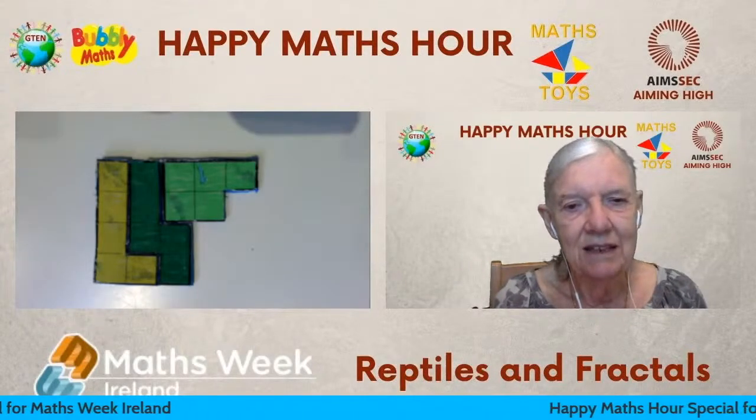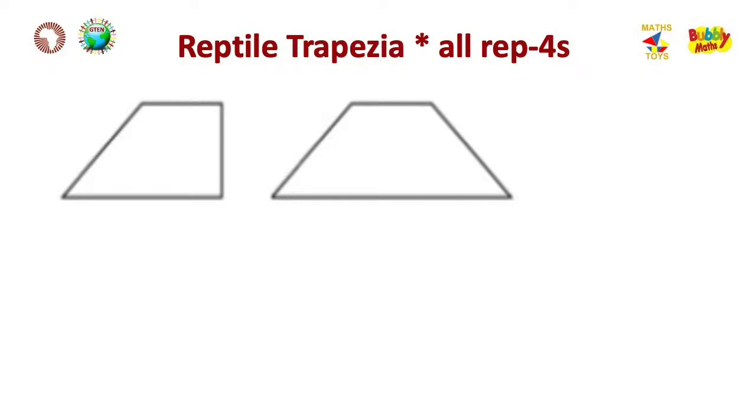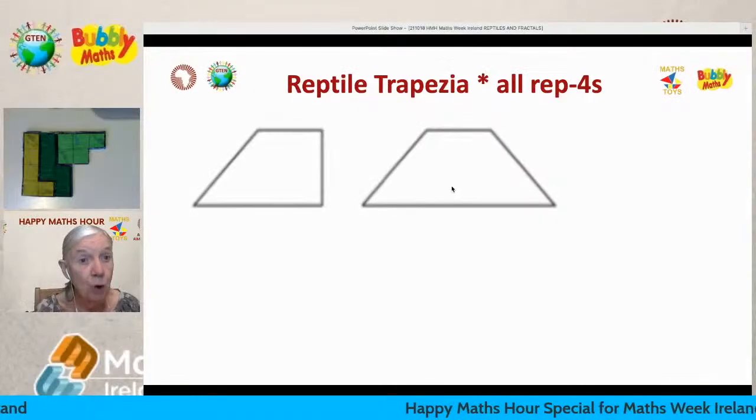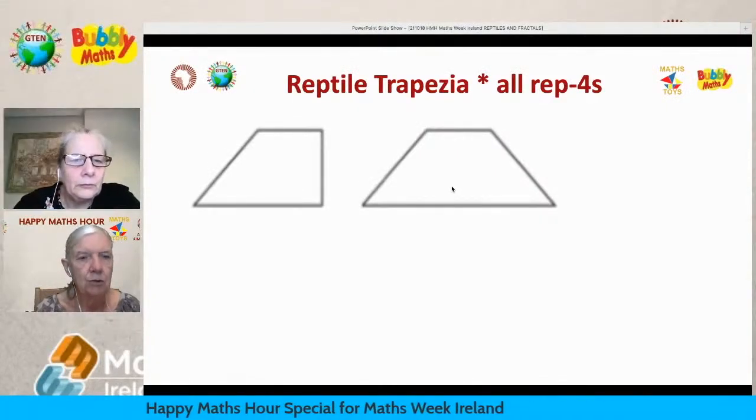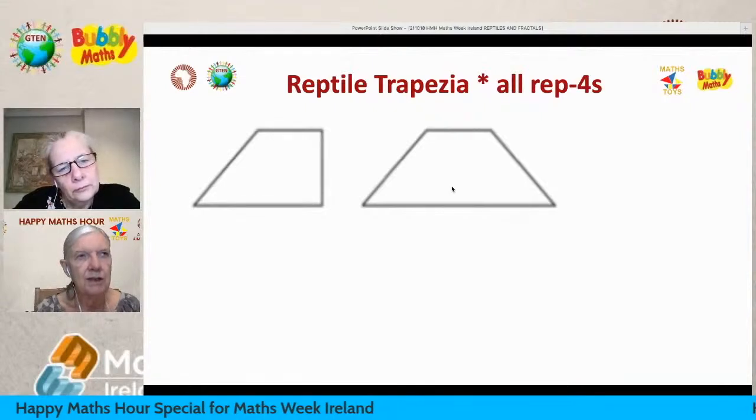Okay. Now, let's look at these trapezia. These are all rep-4s. Can you imagine now, think about it, how you would fit 4 smaller copies of each of those trapezia into the outlines you see?